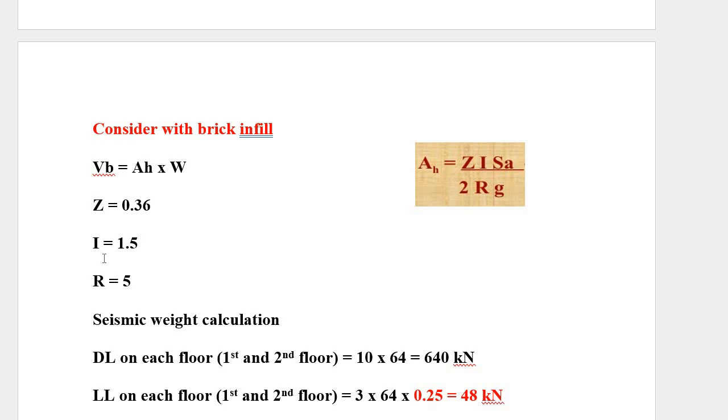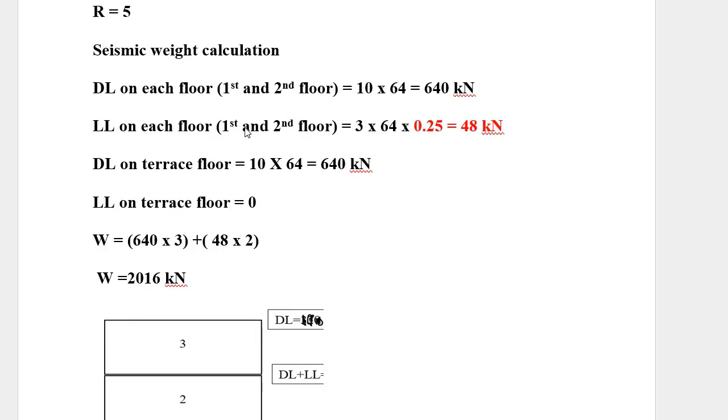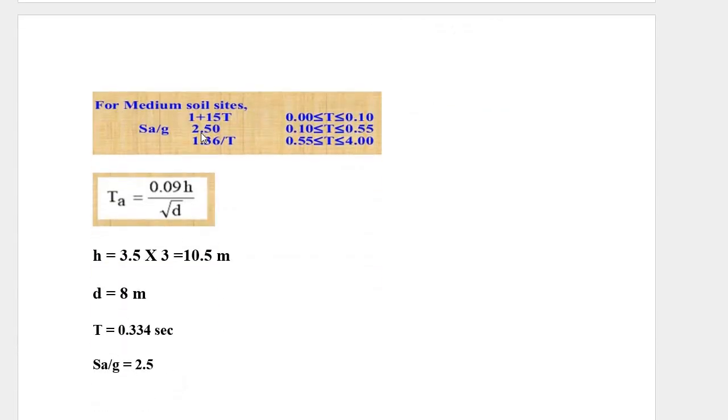Next, Z is over, I is over, R is over. These terms are over, only rho A by G is remaining. I will show you that calculation at the end, or else let me show you now itself. Okay, rho A by G. How did I take these conditions? In the question they have mentioned it is a medium soil site. So according to that, from the code book I have considered these three conditions.